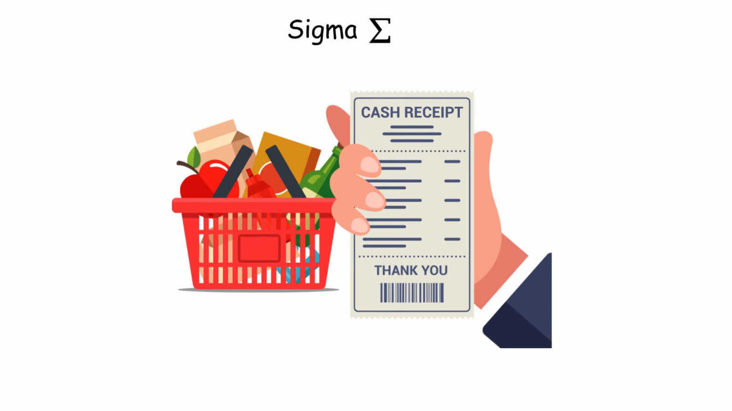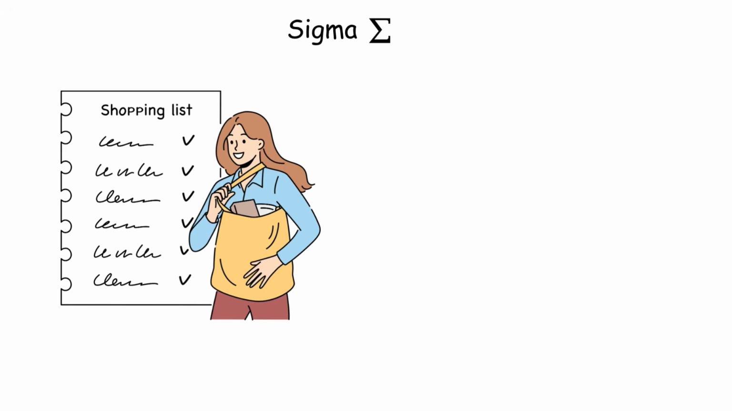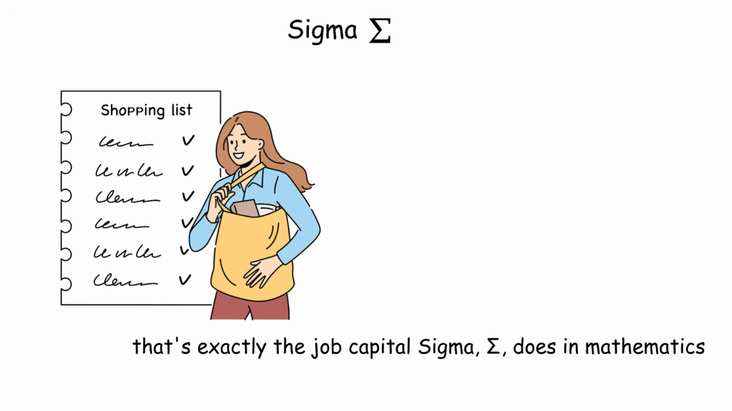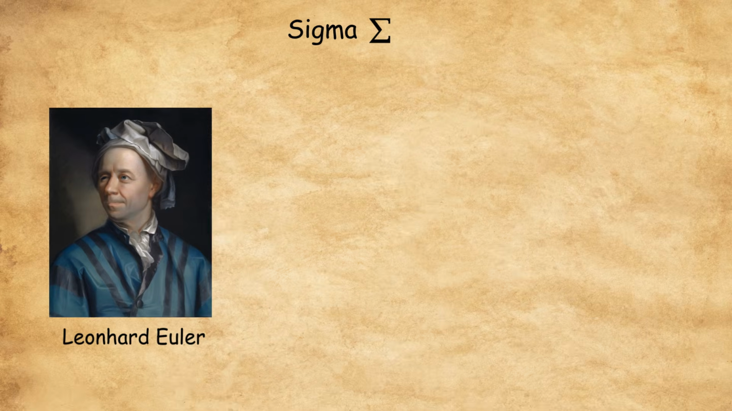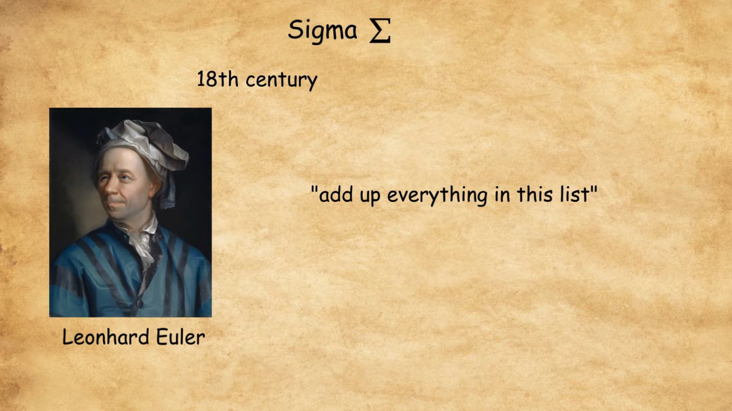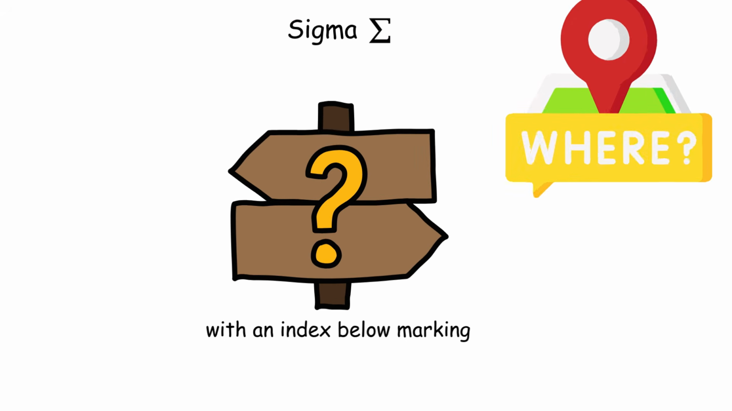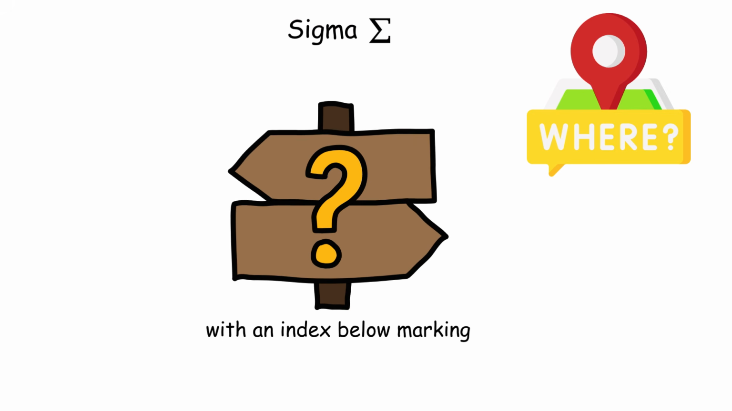Sigma. Picture a grocery receipt. Every item on the list gets added into one final total at the bottom. That's exactly the job capital sigma does in mathematics. Leonhard Euler popularized it in the 18th century as shorthand for add up everything in this list, with an index below marking where to start and a range above marking where to stop.